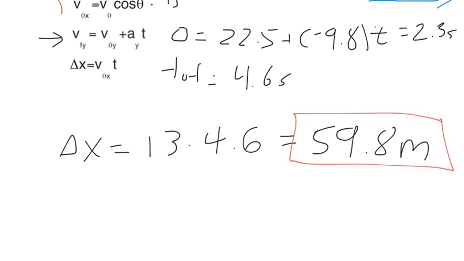So in other words, when I fire this gun, in an idealized situation, it would fire a golf ball just about 60 meters, or a little farther than half a football field. So that's the first one.